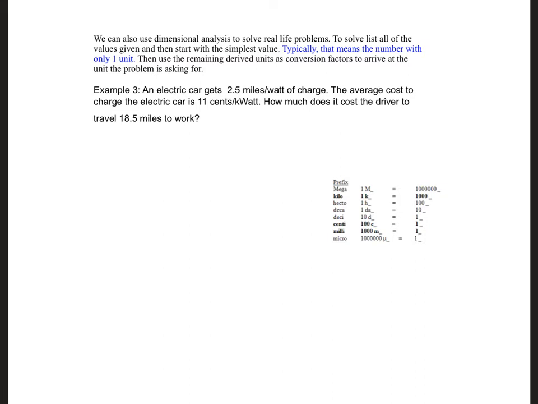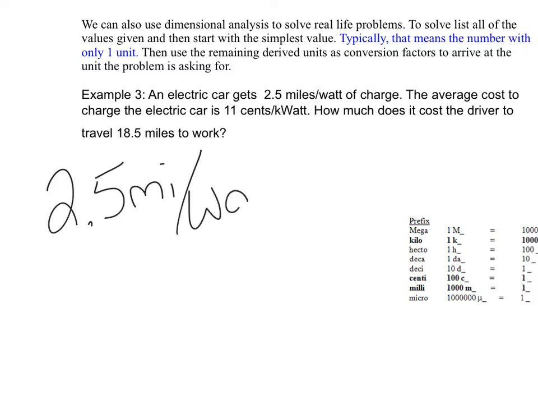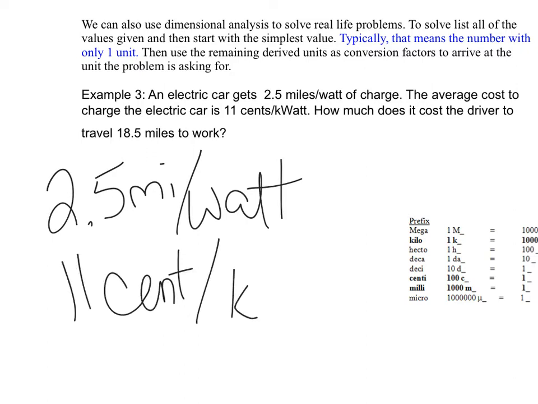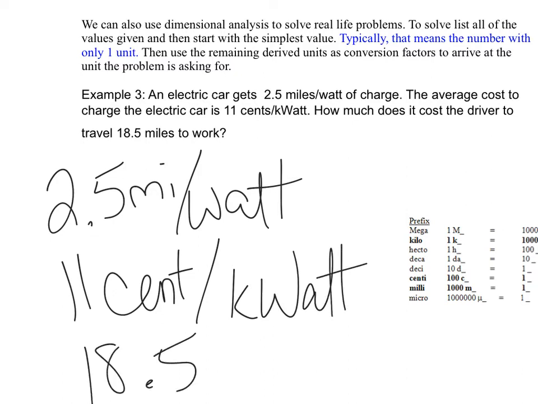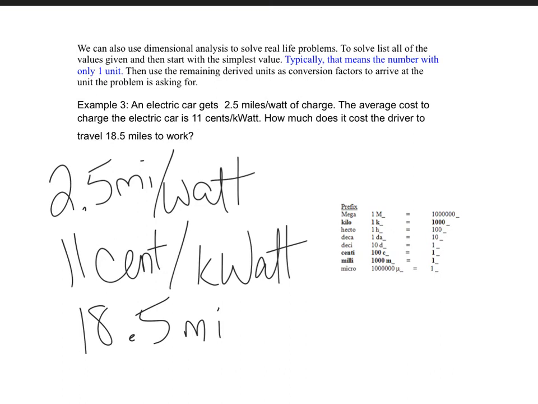An electric car gets 2.5 miles per watt of charge. The average cost to charge the electric car is 11 cents per kilowatt. How much does it cost the driver to travel 18.5 miles to work? Well, I'm going to go through this again, and I'm going to pull out all of the important looking information. 2.5 miles per watt, 11 cents per kilowatt, and lastly, 18.5 miles. So I got 3 important pieces of information. Conveniently, the 3 important pieces of information are the numbers and the units that go with those numbers.